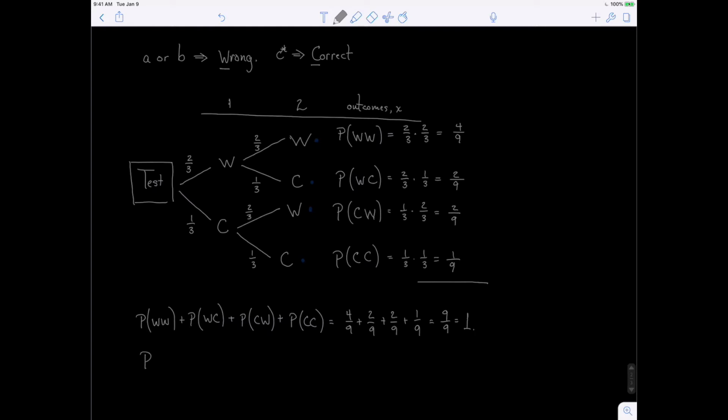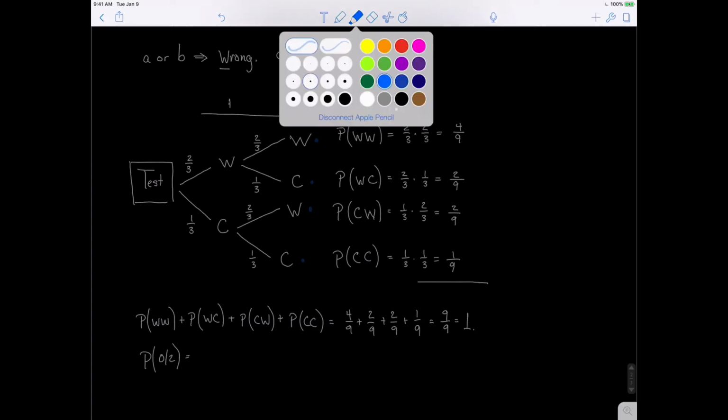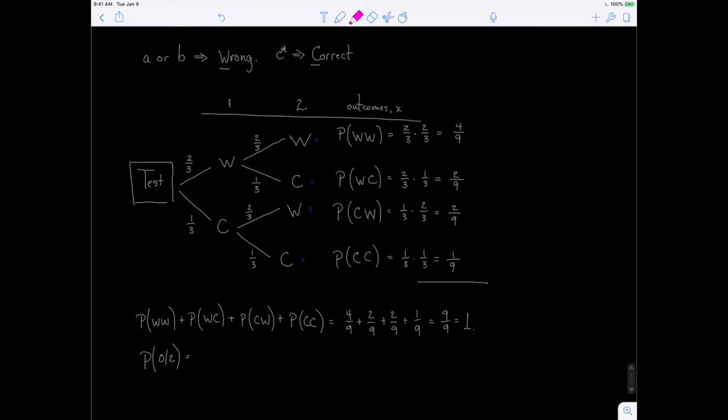So now let's go through the same set of steps. The probability of getting a score of 0 out of 2, well, let's use the pink. The probability of getting 2 wrong was a wrong and then a wrong, and we found out that was 4 out of 9. So that's 4/9.